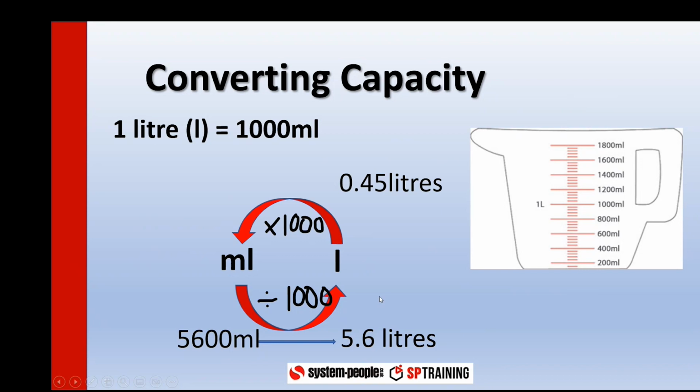And again, liters to milliliters, we're going to multiply by 1,000. So we've got 0.45 liters, multiply that by 1,000 and we'll get 450 milliliters. So that is how we exchange and change units within length, weight, and capacity.